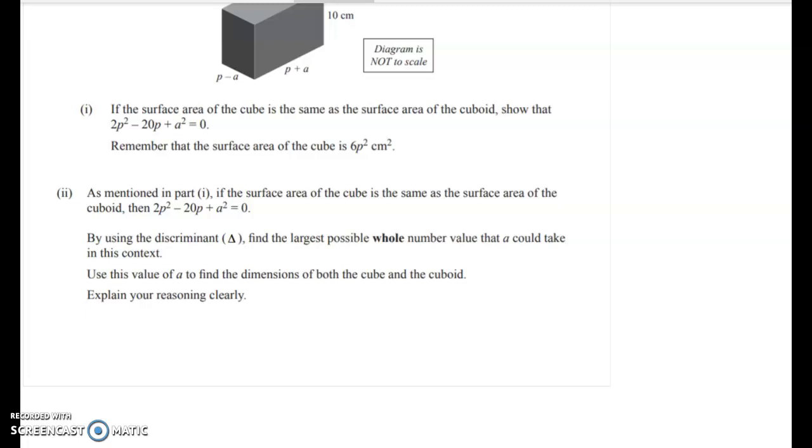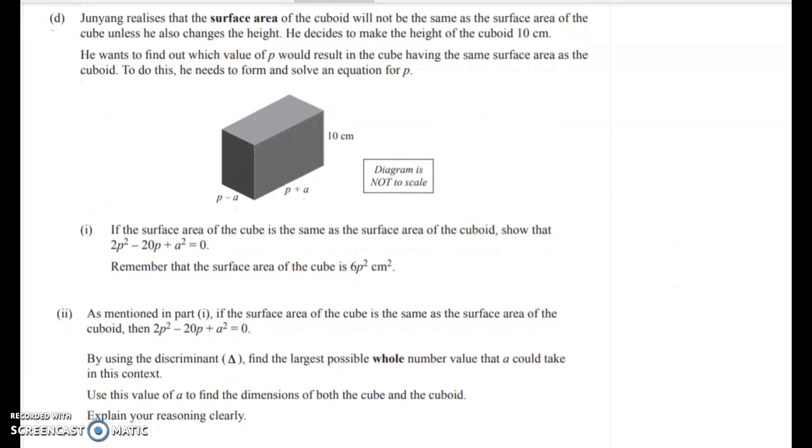Anyway, here's the question. In part D1, John Young realised that he could change around the dimensions of the cuboid, and he's taken A units off one side and added A units onto the other side. And the third side has a height of 10. So the height of this cuboid is 10.